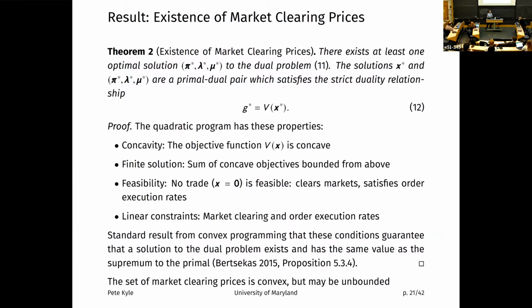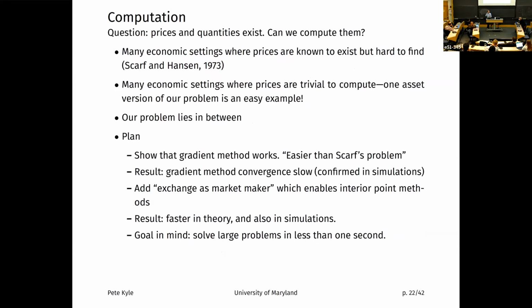Obviously, prices cannot be unique because if there's only one order in the market, zero trade is going to be the equilibrium because there's nobody for that order to trade with. But any price that's above the bid is going to clear the market. The convex set of prices, in this case, is unbounded as well. And so you're never going to get unique prices. Okay? That's going to be a problem we're going to talk about in a second.